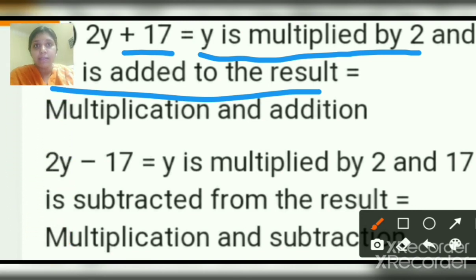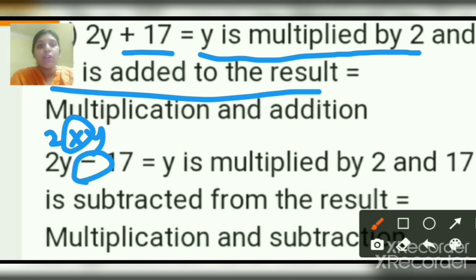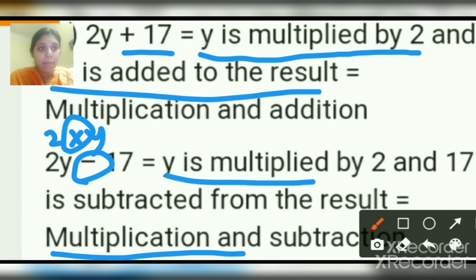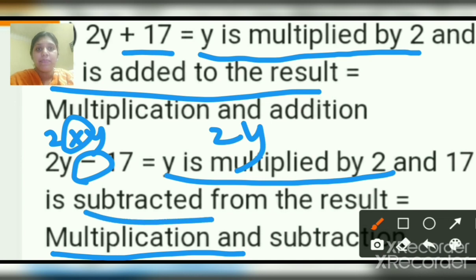Now next one, 2y minus 17. What is the operation used? 2y is nothing but 2 into y, so multiplication, and we have a subtraction sign. So the operation used is multiplication and subtraction. Now how has the expression been formed? First y is multiplied by 2, so we got 2y, and then 17 is subtracted from the result. Clear, children?